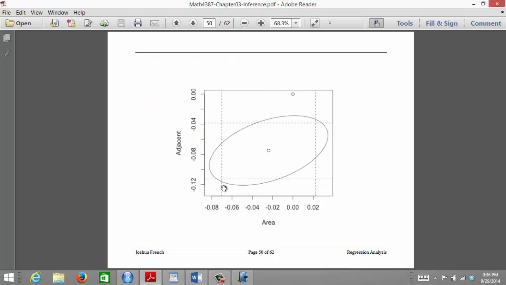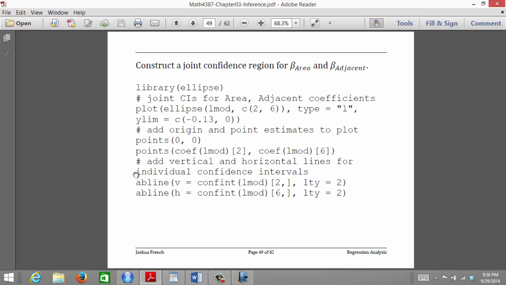And then what I'm going to do in the next couple lines of code is plot the confidence intervals for each of the individual regression coefficients. So up here I am producing my simultaneous confidence region, and down here I plot the confidence interval for beta area, and I'm also plotting the confidence interval for beta adjacent. So the v here means make vertical lines at the values of the lower and upper endpoint of my confidence interval.